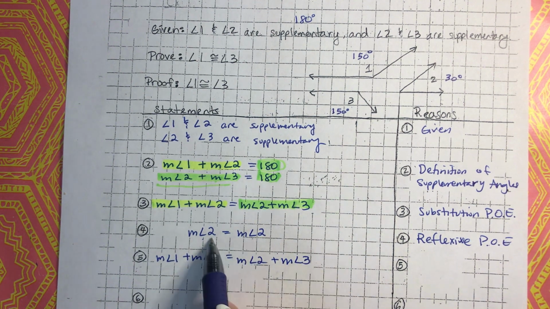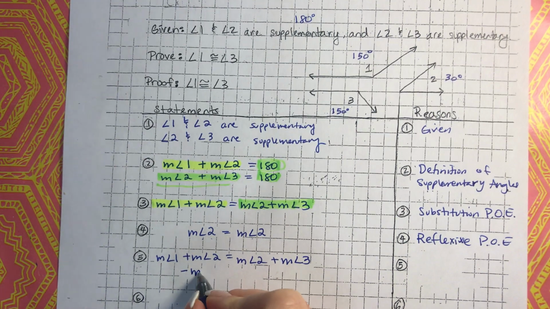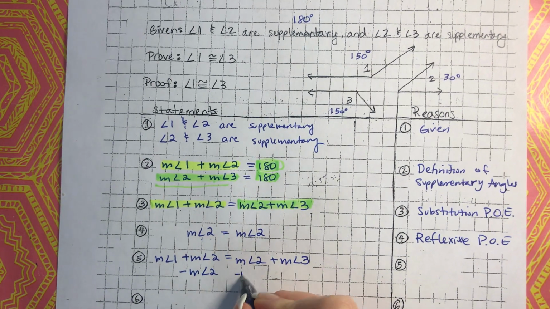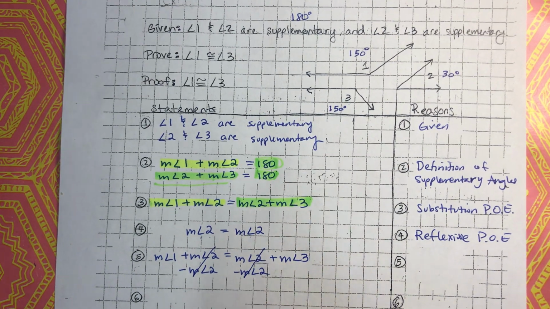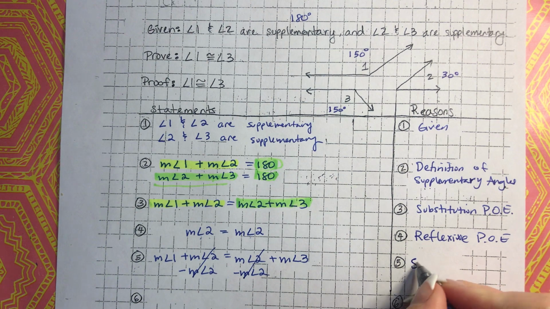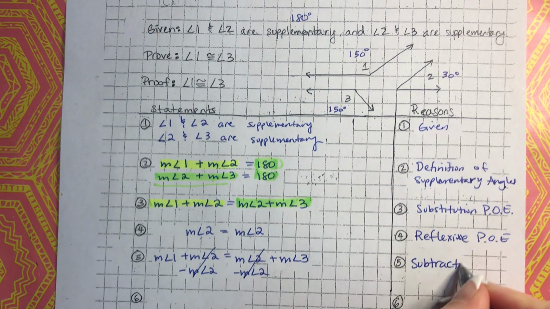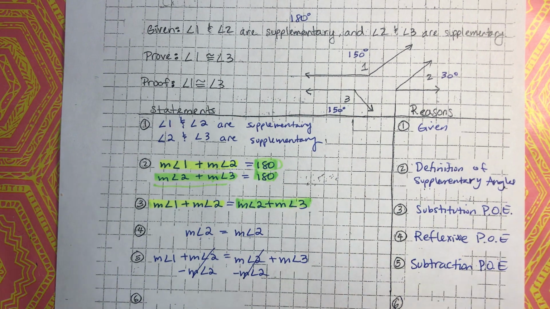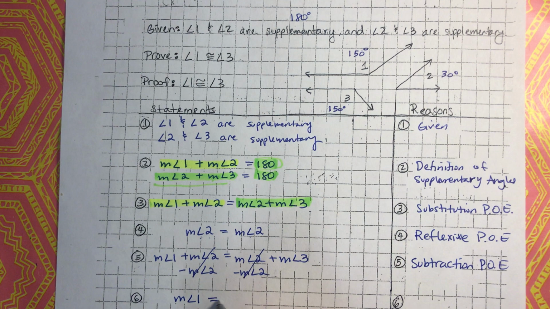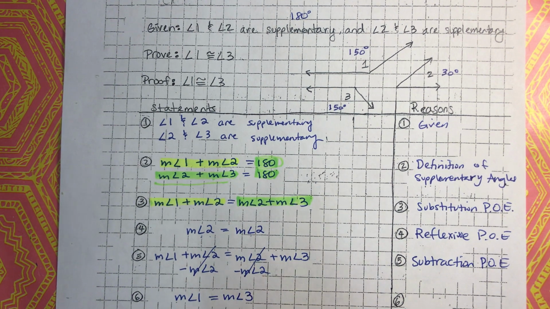If these two measures of angle 2 are the same, then I can subtract the same thing from both sides, and what happens? These cancel out and these cancel out, right? And that is the subtraction property of equality. And what I'm left with is the measure of angle 1 is equal to the measure of angle 3. And that's through simplification.